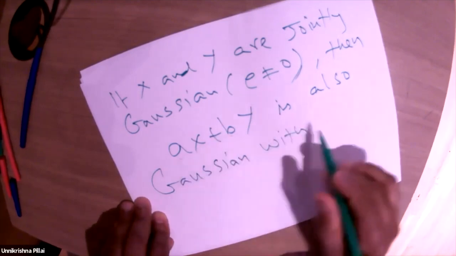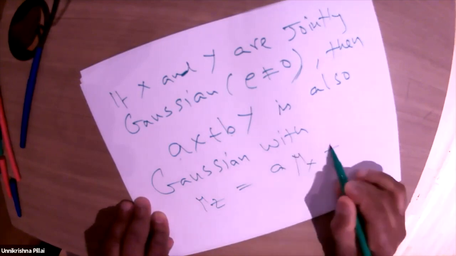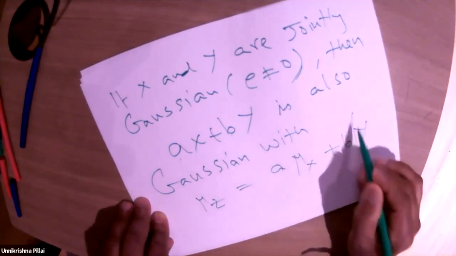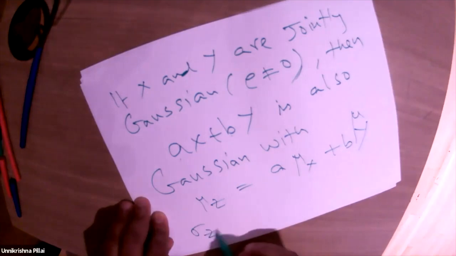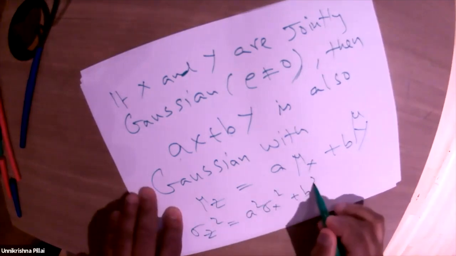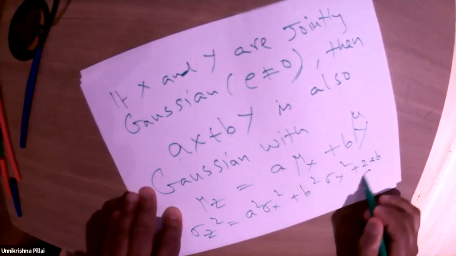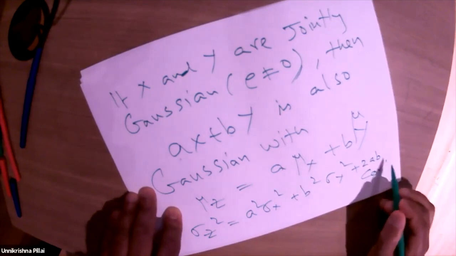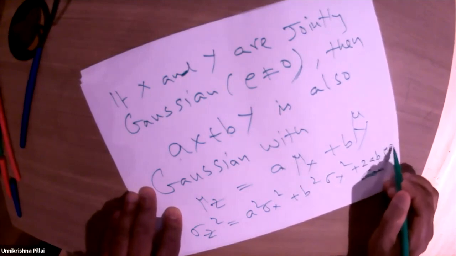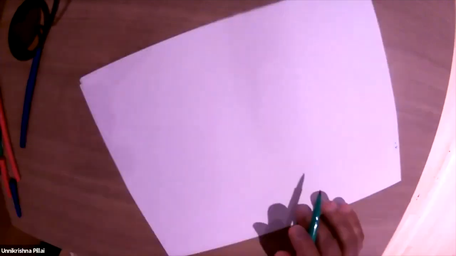So the mean is, of course, a mu x plus b mu y. And the variance is a squared sigma x squared plus b squared sigma y squared plus 2ab covariance of x and y, or rho sigma x sigma y. Again, this is a simple thing. So that's over, right? X plus y is Gaussian.